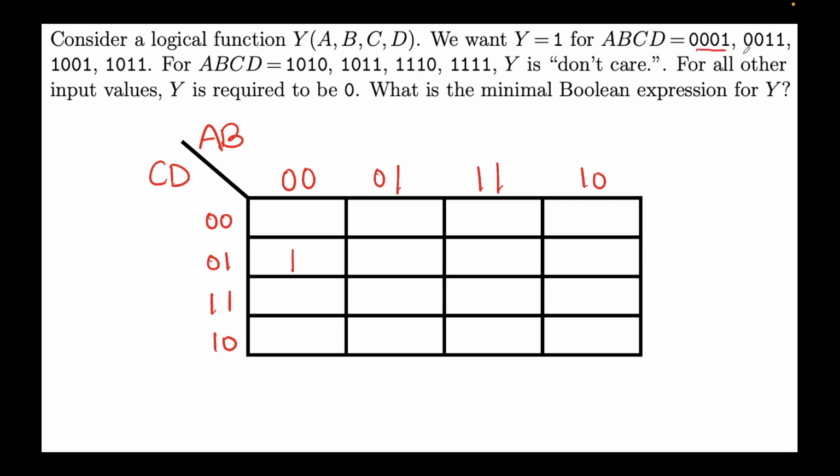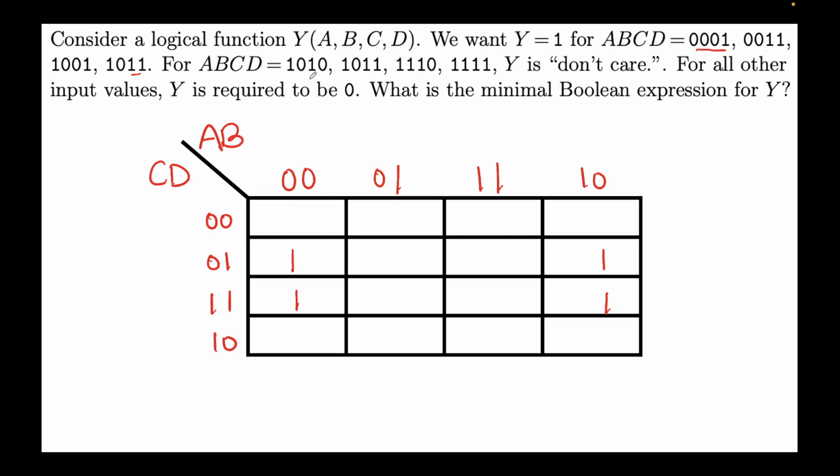Next, when AB is 00 and CD is 11, AB is 00 in this column, CD is 11 in this row, and Y is 1 again. Finally, when AB is 10, this column, and CD is 01, this row, again Y is 1. It's given that Y equals 1 finally for 1011. So when AB is 10, this column, and CD is 11, this row, I'll write 1 over here. All right, this is what we have obtained.